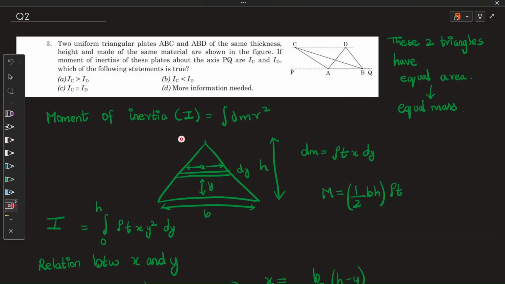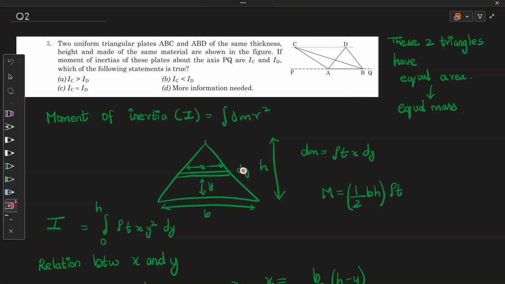Now, moment of inertia is nothing but integral of dm into r square, as seen in the previous question. So I'm just considering a random triangle, in which the breadth is b, height is h, and I'm taking horizontal components, each of thickness dy and length x.